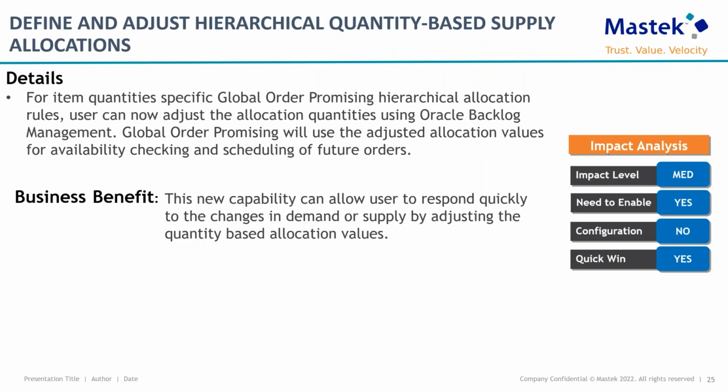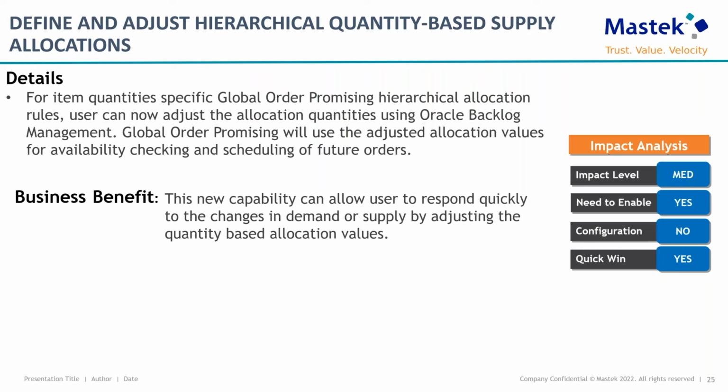Next, define and adjust hierarchical quantity-based supply allocations. When a global order promising hierarchical allocation rule is defined in terms of specific item quantities rather than a percentage of demand, users can now adjust the allocation quantities using Oracle Backlog Management. Global order promising will use the adjusted allocation values for availability checking and scheduling of future orders.